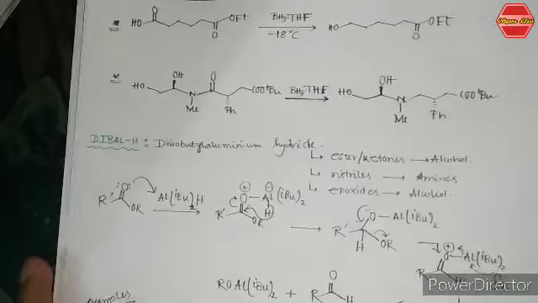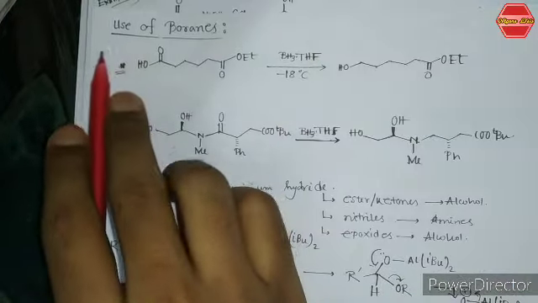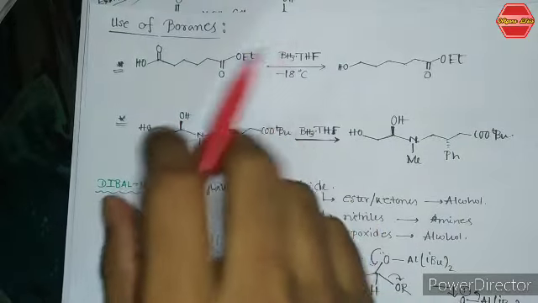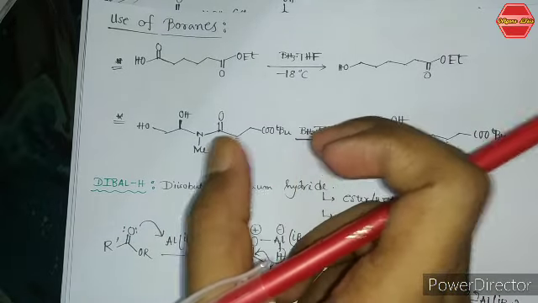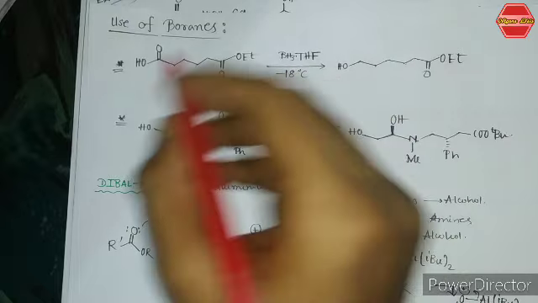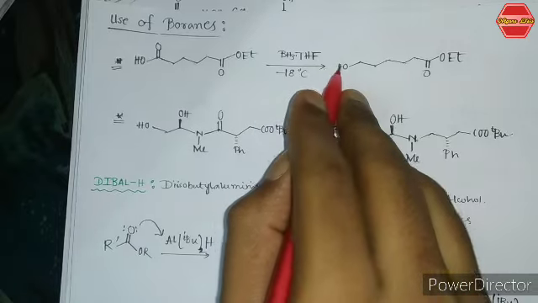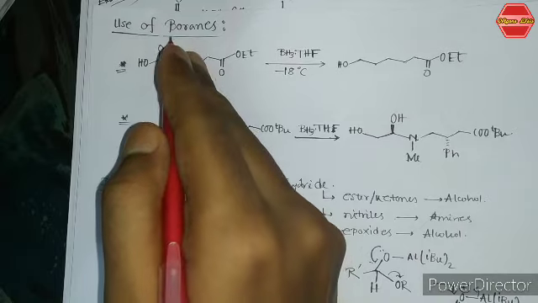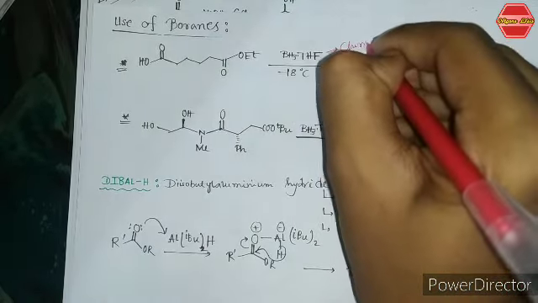Okay, now let's look at some examples of the use of boranes that you have to know. These are important examples. Now if you take a compound that contains both an acid and an ester, this is your ester part and this is your acid part. So borane, that is BH3 in THF, selectively reduces only the acid part, not the ester part. So that is also a chemoselective reagent.